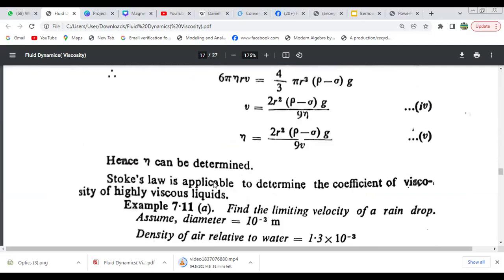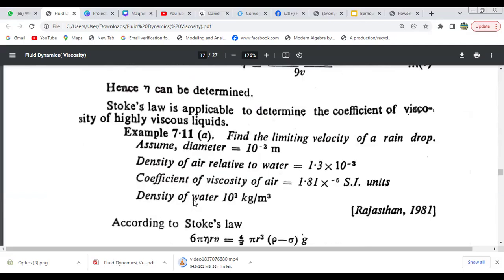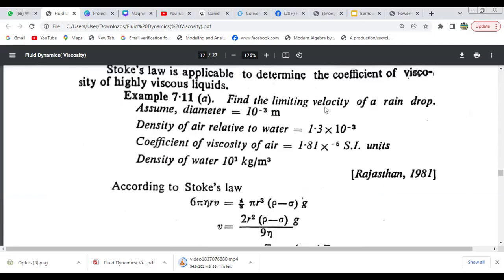So Stokes' law is applicable to determine the coefficient of viscosity of highly viscous liquids. Now we can give an example. Find the limiting velocity of a raindrop. Assume diameter is 10 to the minus 3 meter. Density of air will be this. Coefficient of viscosity of air will be this, and density of water is 1000.